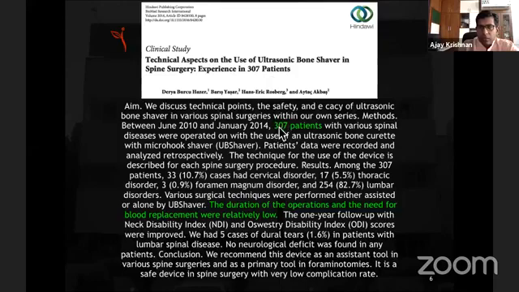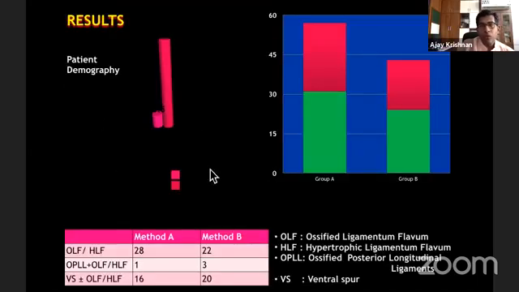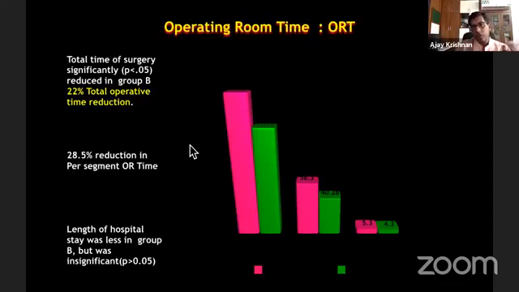So these are the numbers. This is a large series of 307 patients, and again the duration of the surgery and the blood replacement have significantly been reduced. We have an unpublished evaluation that we have just submitted, which was comparative. That's why I'm quoting it here. It is 55 patients with handheld traditional instrument surgery and another 45 with bone scalpel based surgery, for only thoracic spinal stenosis between 2004 and 2014. In that group the demography was nearly the same, and most of them were ossifying lesions.